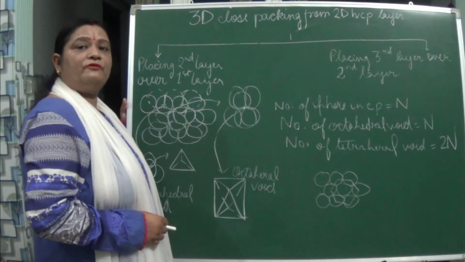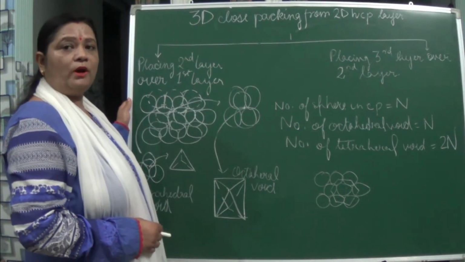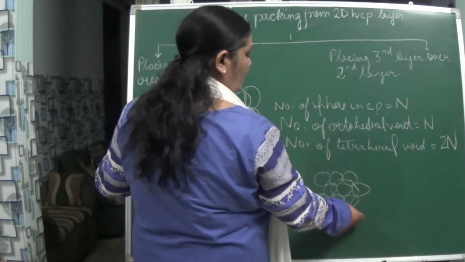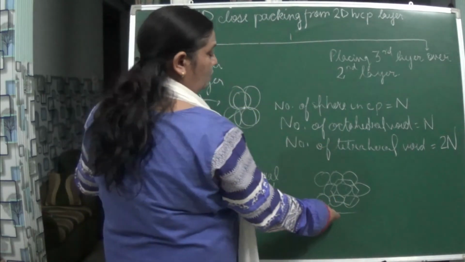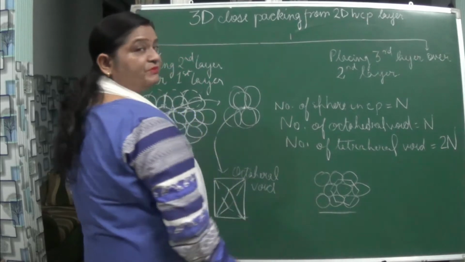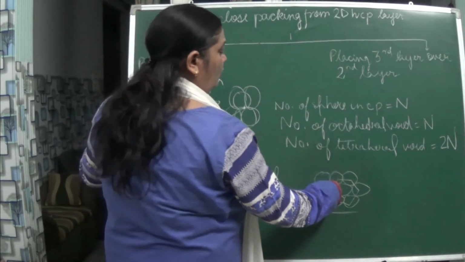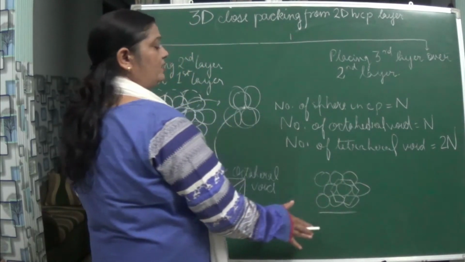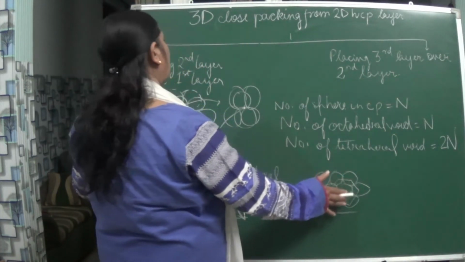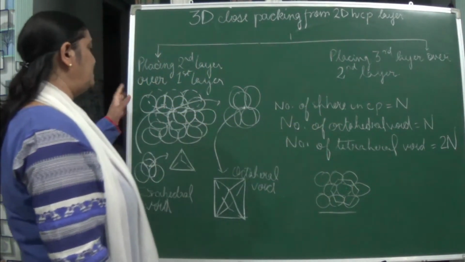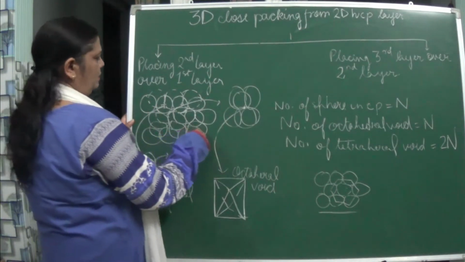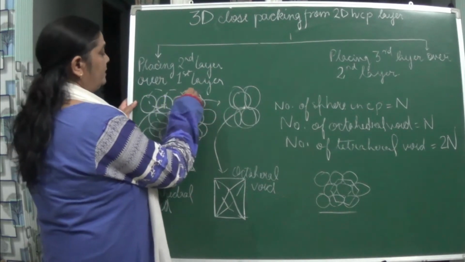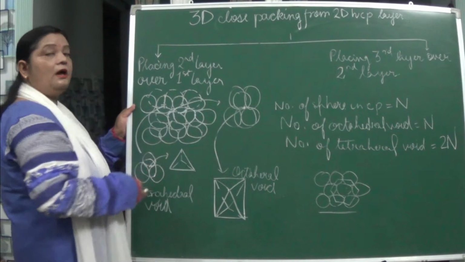In 1D we had studied, and in 2D we got the square and the hexagon, isn't it? Here you are seeing the 2D structure, the hexagonal close packing of the 2D structure, where we got a hexagon. Here we will be placing one more layer over this layer. It means this layer is present, and along with it the second layer is placed. Then you will get a structure like this. These dotted lines show the spheres which are placed over the first layer.